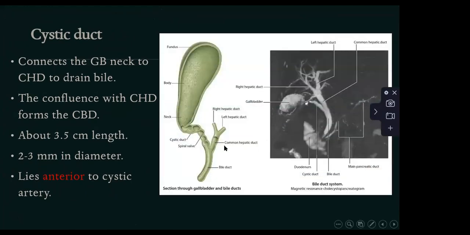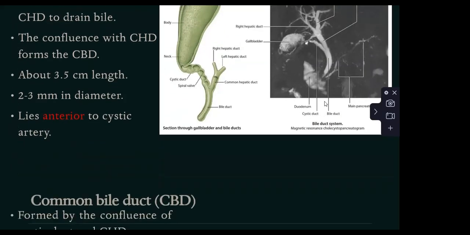The cystic duct drains the gallbladder and joins the common hepatic duct. It is about 3.5 centimeters in length and about 3 millimeters in diameter. It lies anterior to the cystic artery. Here we can see the cystic duct. This is the cystic duct joining the common hepatic duct.